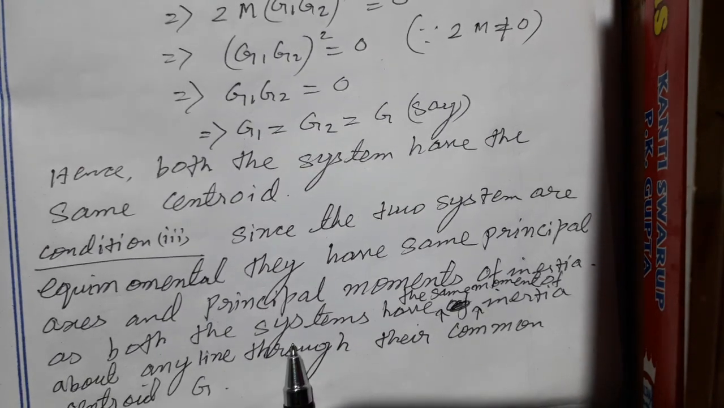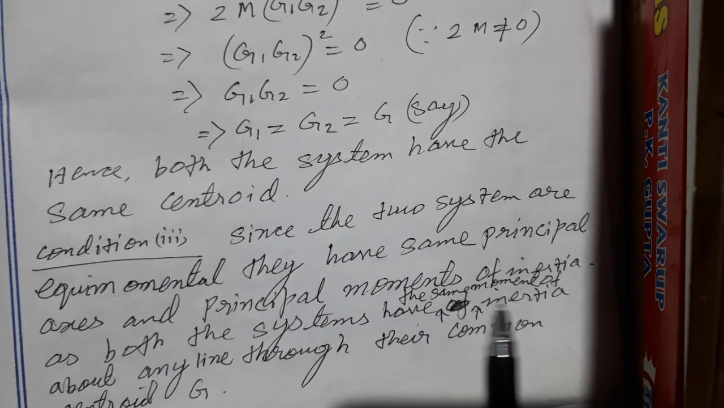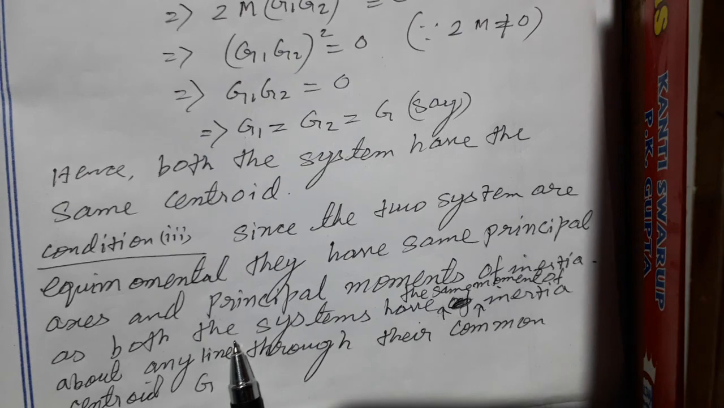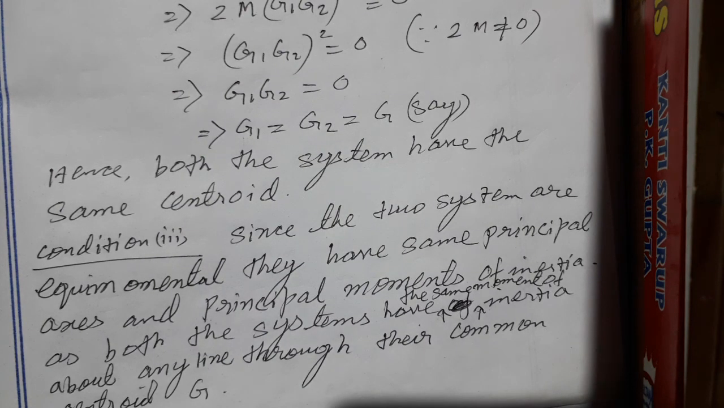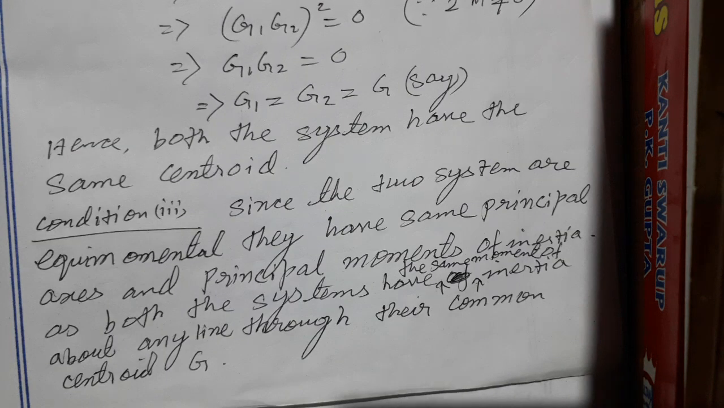As both the systems have the same moment of inertia about any line through their common centroid, they have the same principal axis and the principal moment of inertia through the common centroid G. Because since the systems are equimomental, first of all they have the same mass, and they have the same centroid. Since they have the same centroid, the moment of inertia about any line through the centroid will be equal. So they have the same principal moment of inertia about any line passing through the centroid, as well as the same principal axis at the centroid.